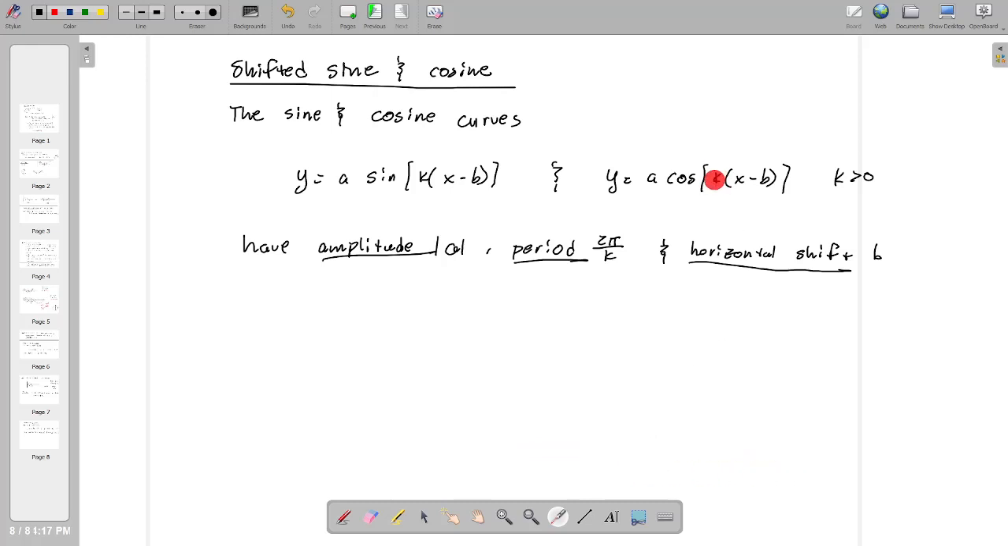Now, this k is an important part, so be careful here. This k needs to be factored out of the x minus whatever. So this is your horizontal shift, but only if your k is factored out. If your k is not factored out, then you're going to get the wrong horizontal shift. You have to be careful with that. You'll get the correct period, but you'll have the wrong horizontal shift. I'm going to show you what I mean with this next example.